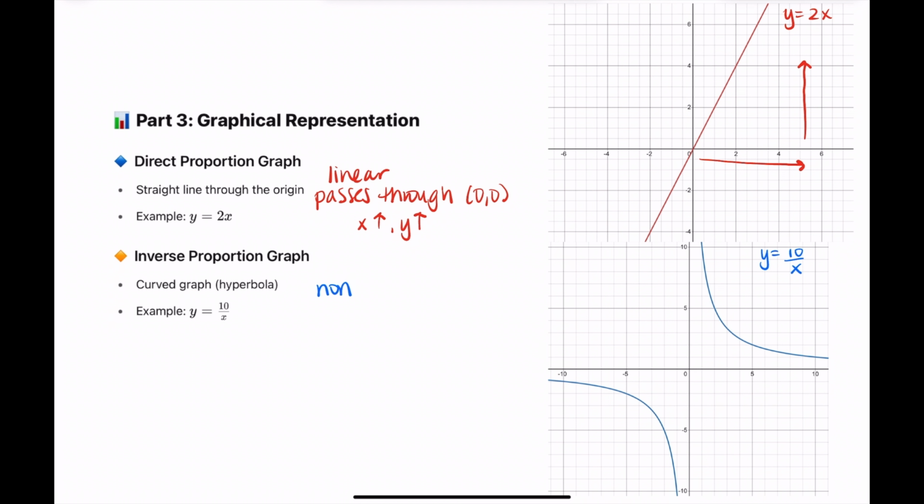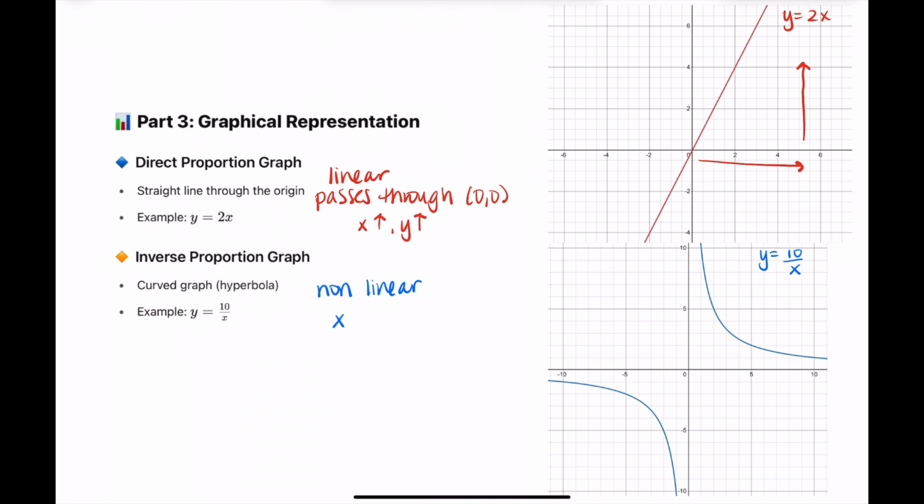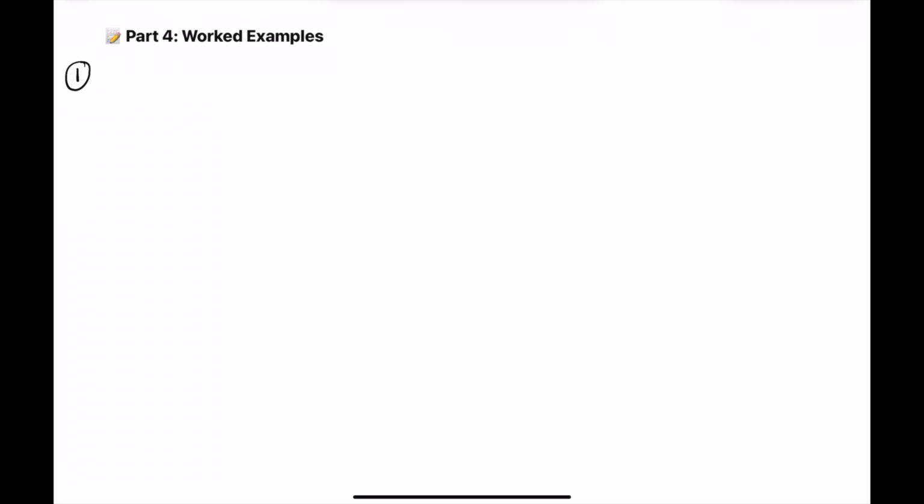And now for the bottom one, our equation is y equals 10 over x. That follows the same algebraic form. And we can see here that the relationship is nonlinear. It forms a hyperbola. And as x increases, y decreases here. So that's opposite. So that meets the criteria of an inverse proportion graph. Now that we've gone through the graphical representations of direct and inverse proportions, now we'll get into some examples.